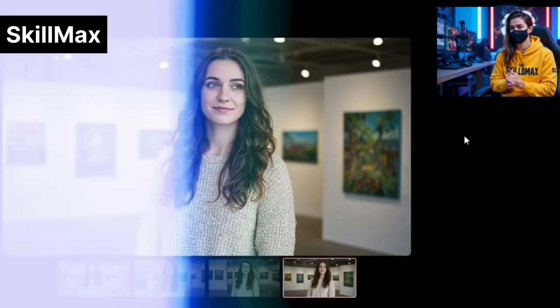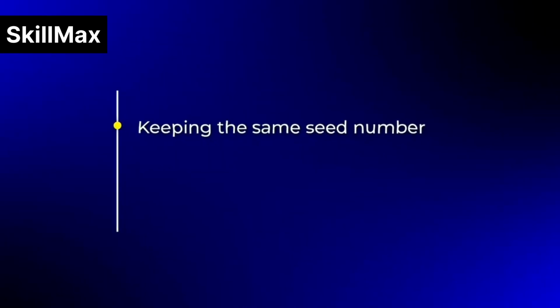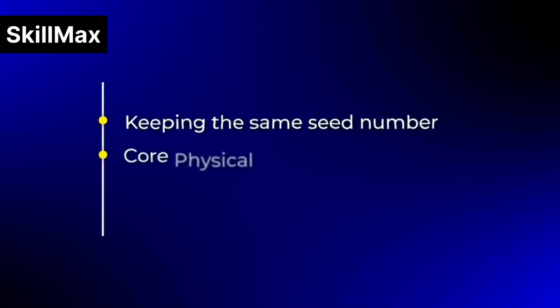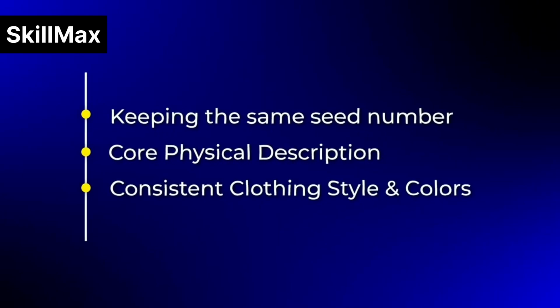Throughout all these generations, we maintain several critical factors to ensure perfect consistency. First and foremost, we're keeping the exact same seed number locked in Google Image FX. This is absolutely non-negotiable for maintaining facial consistency. We're also ensuring Emily's core physical description remains unchanged at the start of each prompt, serving as our foundation for every new scene. The consistency extends to her clothing style and color palette, which helps viewers instantly recognize her across different situations.